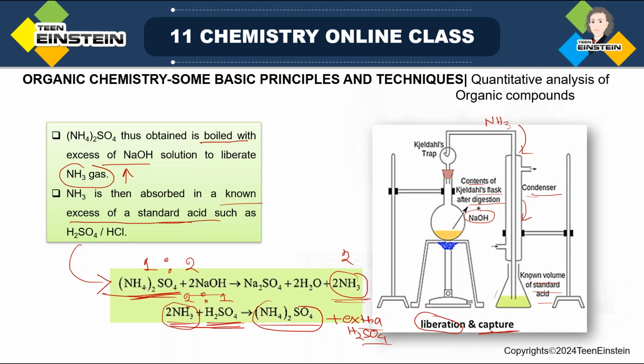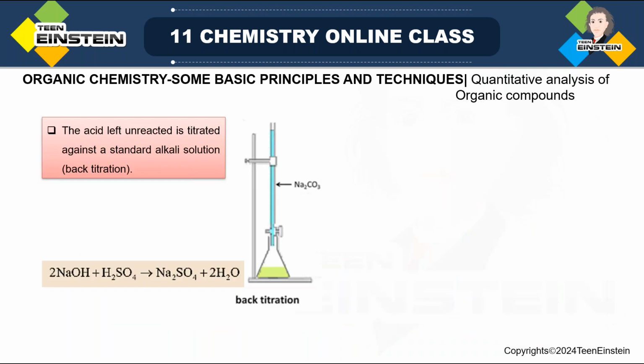Now this is the second step of this experiment, and the third and final step is back titration. The acid left unreacted, that is the extra acid, we are now titrating. It is called back titration because we have not taken it freshly. We have done some reaction, and then there is some extra acid that we are treating with a standard alkali solution. It may be Na2CO3 or NaOH. Now it is also standard; you already know the concentration of NaOH. So if you know its molarity and its volume, you can also know the number of moles of H2SO4 consumed. This is again 2:1.